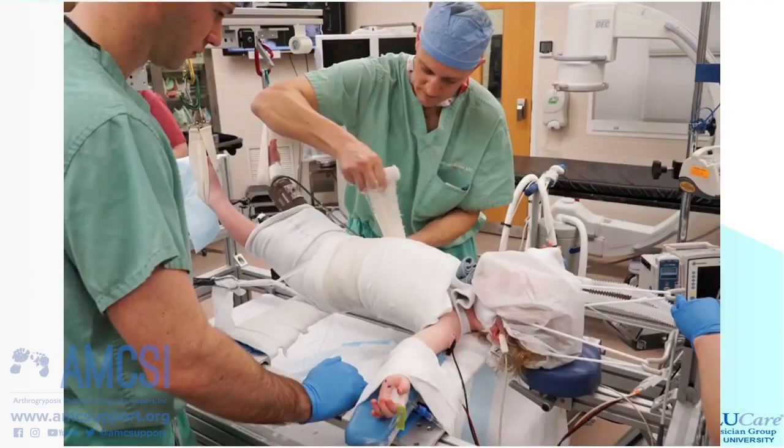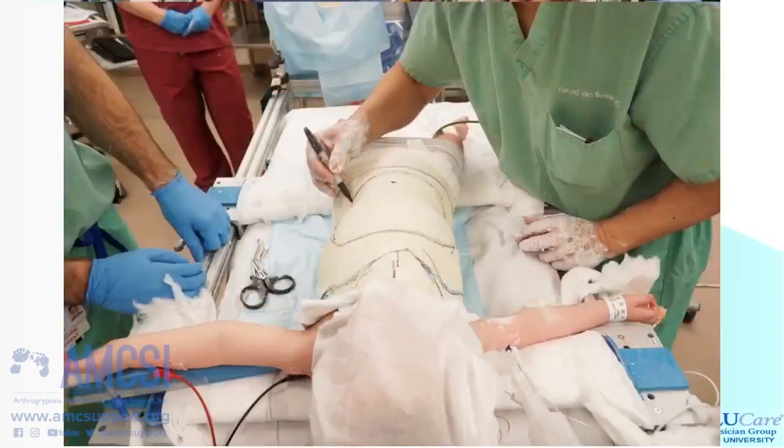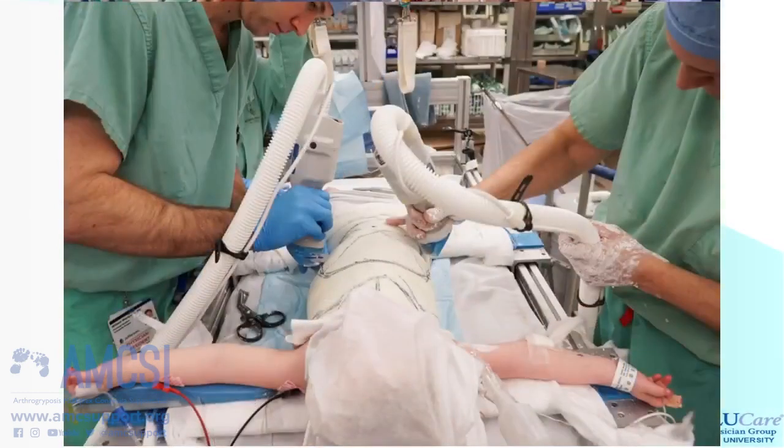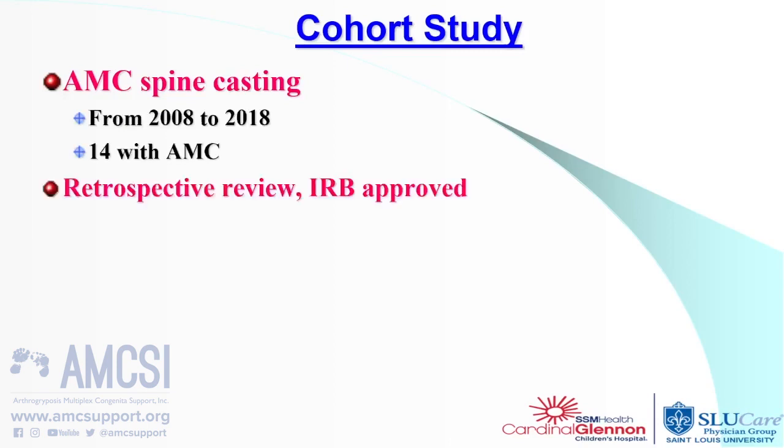And this is us putting on a cast. You can see how we can come around the body as we're casting there. Here we're molding, cutting out the windows in the cast, and then overlapping with a nice color.